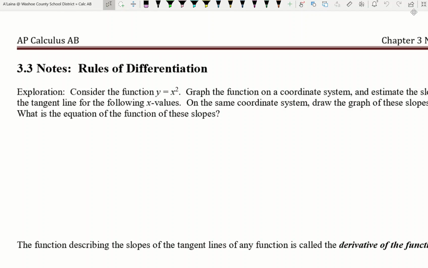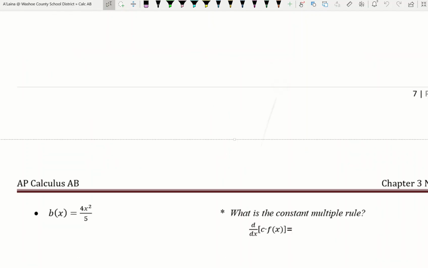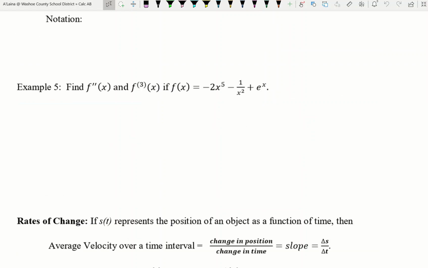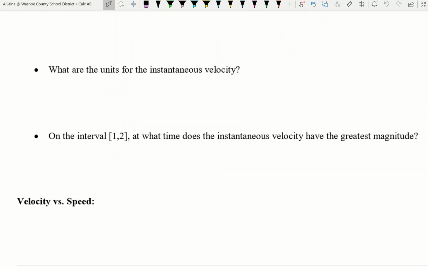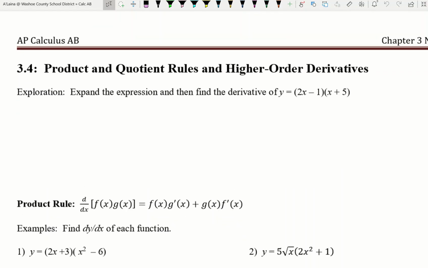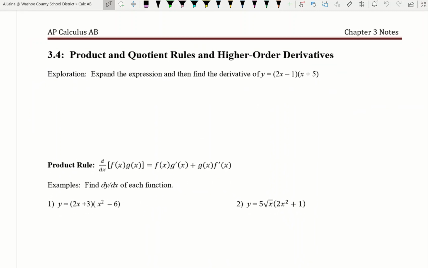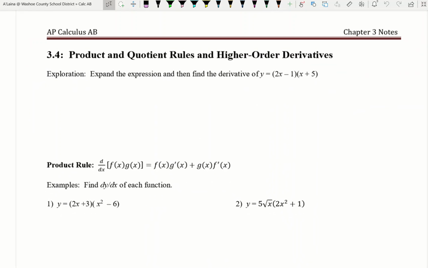Okay, so these are actually notes for 3.4. Sorry, started on the wrong screen. All right, these are the notes for 3.4. We're going to learn some different rules for finding derivatives. Last time you learned the power rule. Now we're going to learn the product and the quotient rules.